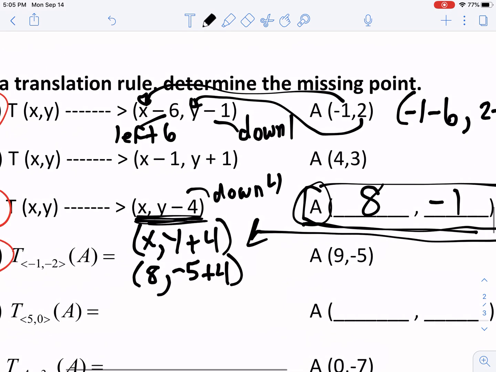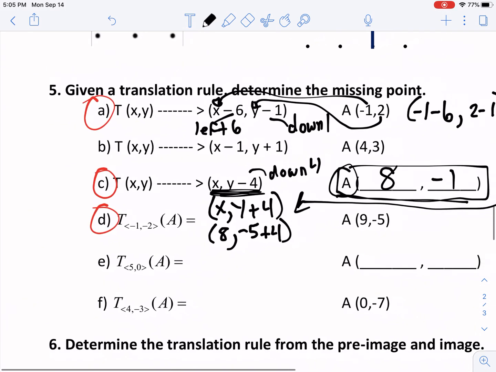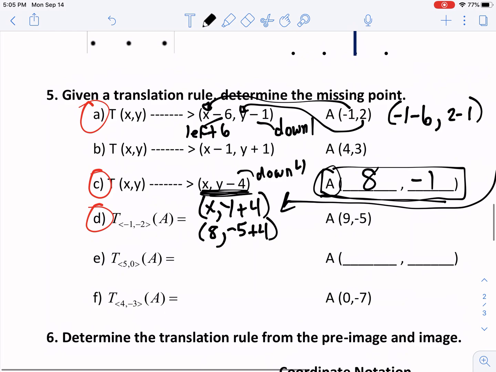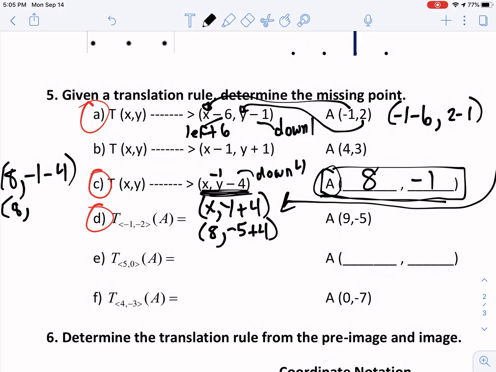Well, if I plug that in, I'm going to go off to the side here. Sorry, I'm moving around a lot, but let's go off to the side here. If I plug in 8 for x, we'd have 8. If I plug in a negative 1 for my y here, we'd have a negative 1 minus 4. And let's see if we get what we want. Well, 8 stays the same. Negative 1 minus 4, same sign, add and keep. 1 plus 4 is 5, and they're both negative. Okay, so I get 8, negative 5.